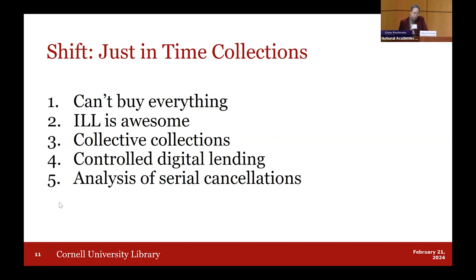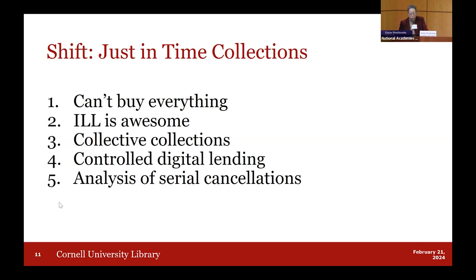We're also having these bigger conversations about collective collections. And so instead of just thinking about Cornell as a collection, I think of all the other 12 Ivy Plus schools as that collection. The Big Ten does the same, the University of California does the same. And then the other thing I wanna mention is controlled digital lending. I mean, it has a long way to go, but we have to find a way to lawfully and legally share digital content. The technology is there, we just have to figure this out. And of course we have to abide by the laws.